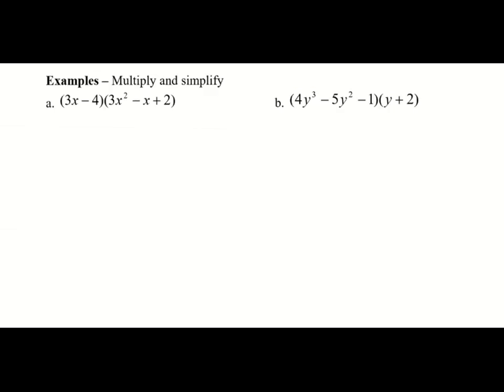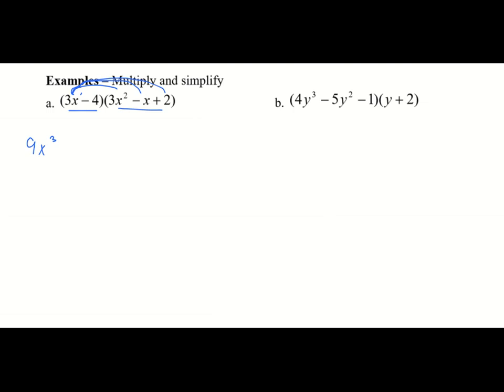All right, next we are going to be multiplying a binomial times a trinomial. So really this is kind of like an extended distribution problem. So first we're going to start off and we're going to multiply the 3x times each of the terms on the inside of that trinomial. So I'm going to do 3x times 3x squared first, which is going to give me 9x to the 3rd power, because 1 plus 2 is 3.